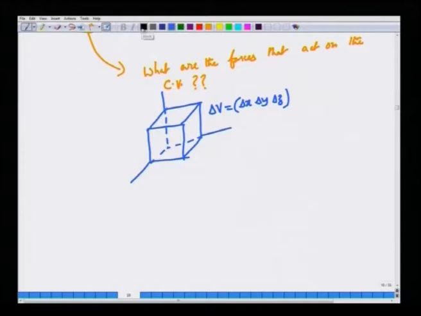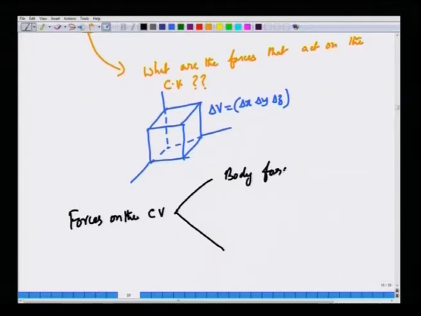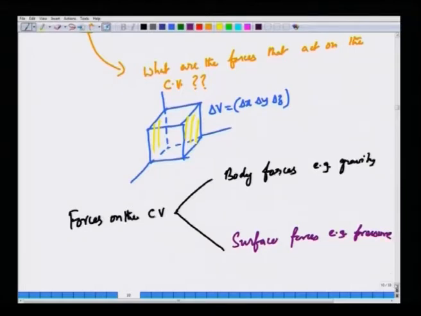In general, one distinguishes two types of forces on the CV. The forces that act through the entire volume of the CV are called body forces, and one common example is the gravitational force that acts on the entire volume of the fluid. The forces that act only on the surface of the CV, that are exerted by the neighboring fluid elements, are called surface forces. And pressure is one example of a surface force. It acts only on the surface.